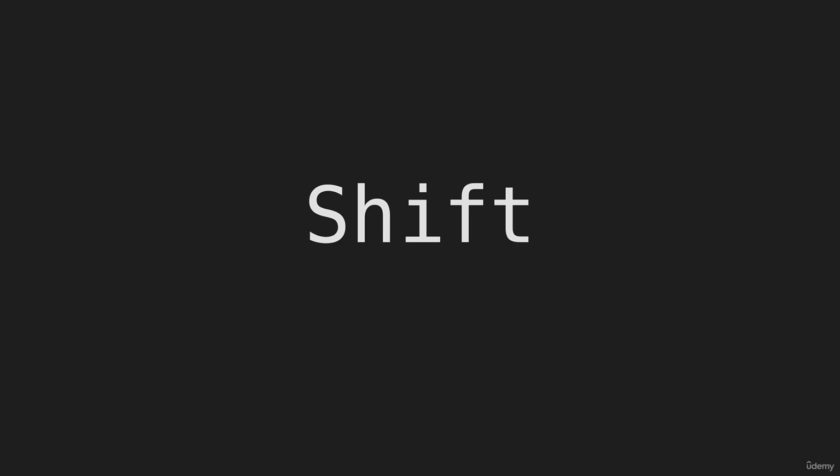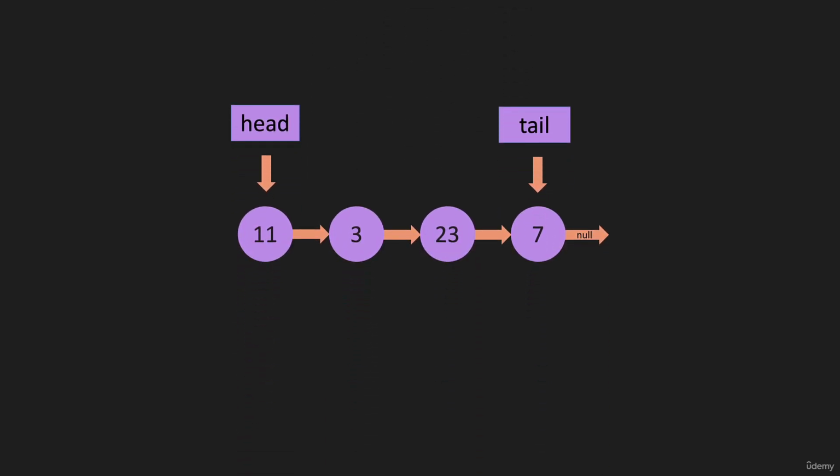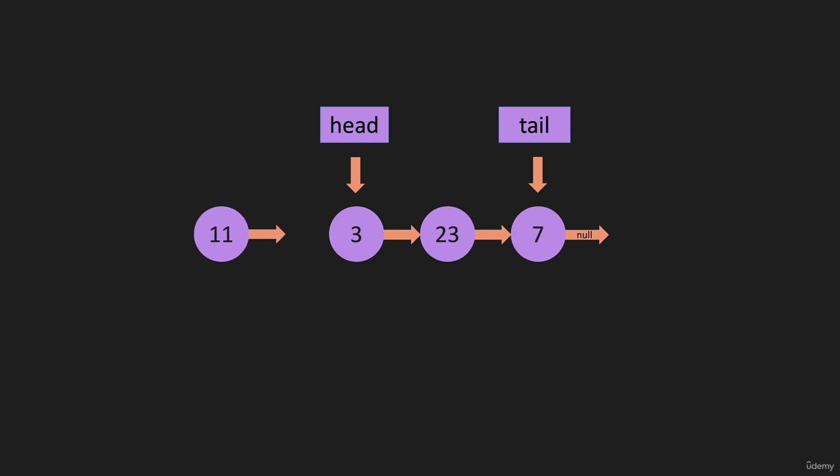Now let's do our shift method. Shift, we are going to move head over to the next item. We're going to remove the first item and we're going to return it. So same terminology as we used with an array when we are removing the first item.